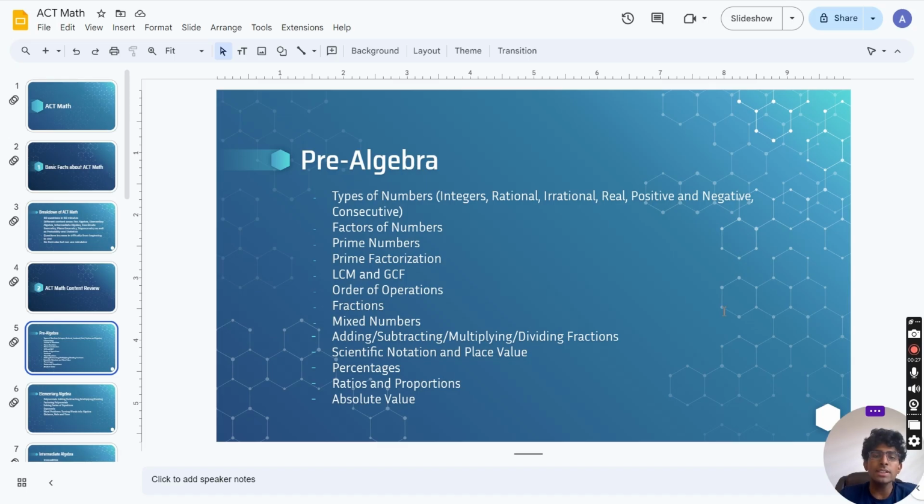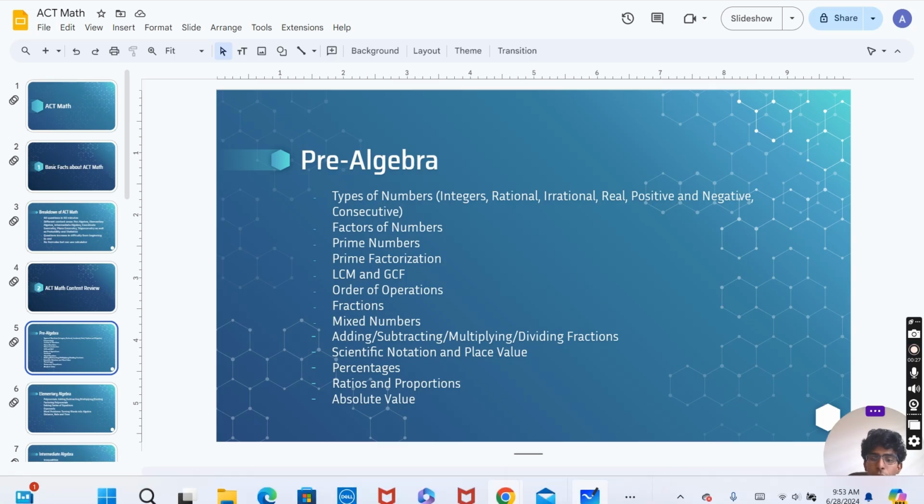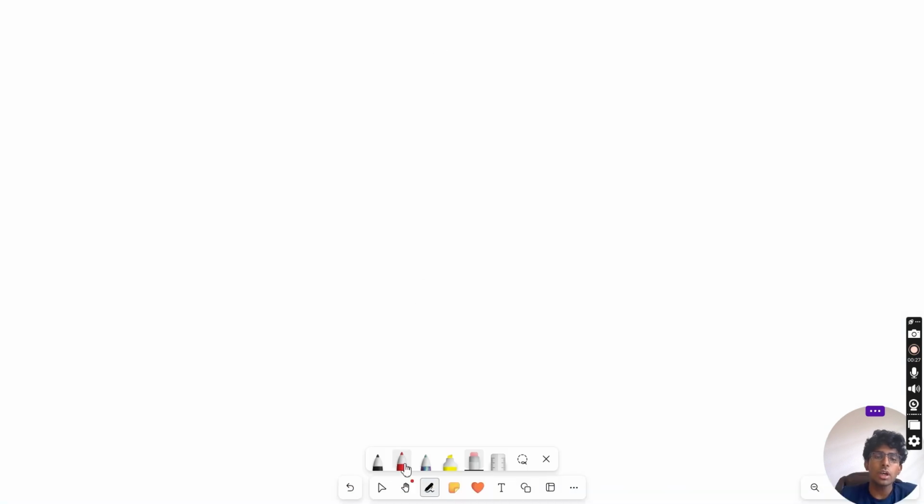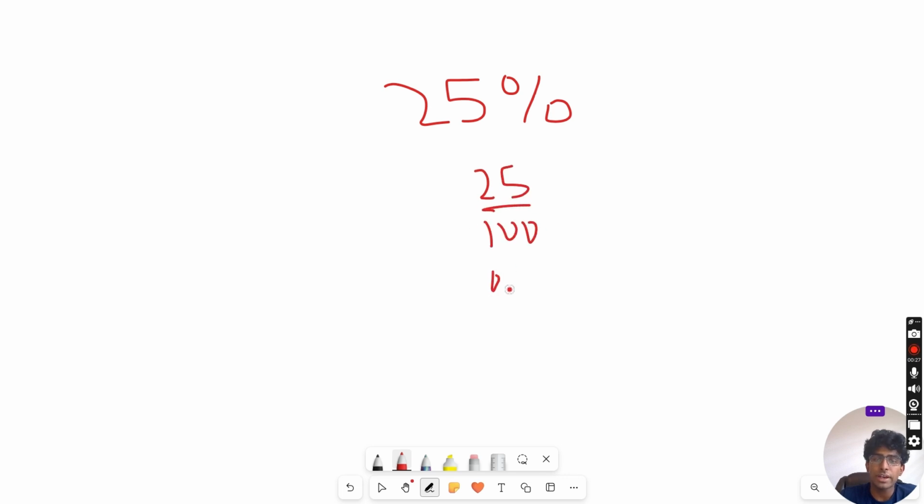Okay, next topic, percentages. So what is a percentage? Basically, it's a number that if you were to divide it by 100, you'd get its decimal value. So let's say we have 25%, right? It's out of 100. So if we were to convert it to a decimal, 25 divided by 100, we would get 0.25. Right, so that's what percentages are basically.